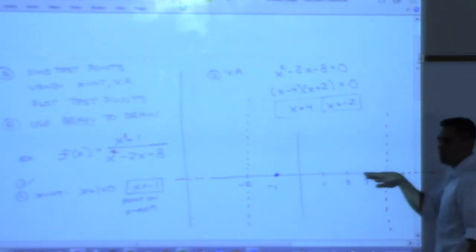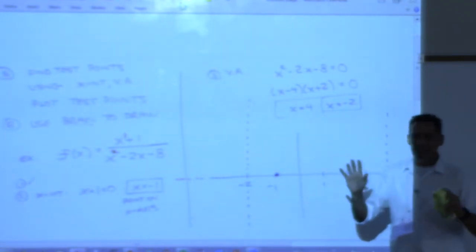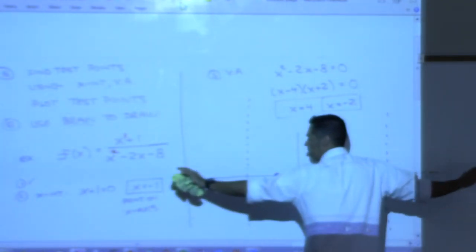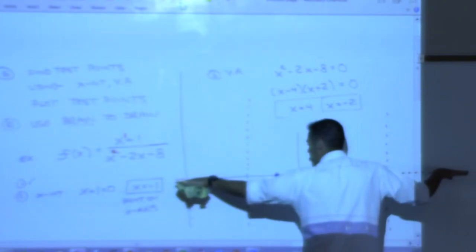Do not draw your dotted line all the way across the axis. Just do it at the ends. The horizontal asymptote is like an end behavior. It only tells you what's happening out here. It does not tell you what's happening in here. Let me say that again. Never draw your horizontal asymptote all the way across. It only tells you about what's happening at the ends.